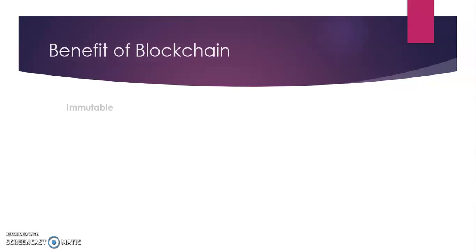Another benefit is it's immutable. Once something has been entered into the blockchain, it cannot be changed. If you want to change it, it adds a new block, thus a new transaction. So everything happens in a linear way. It's connected by those unique codes.